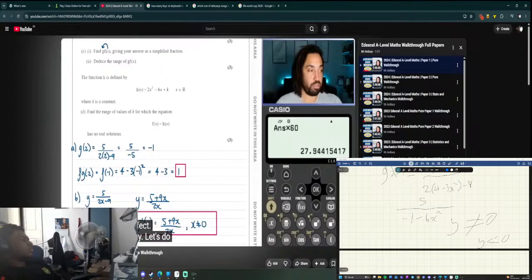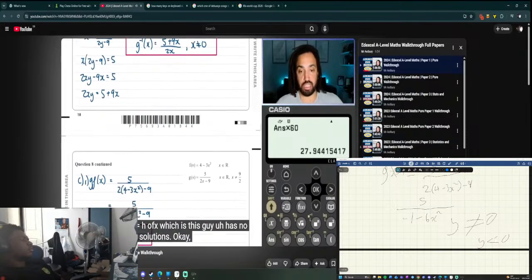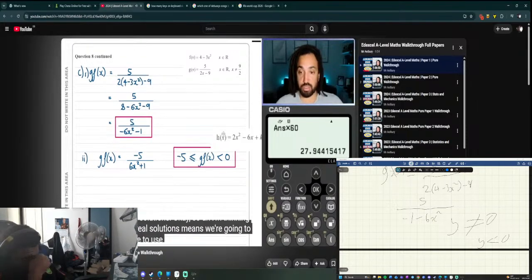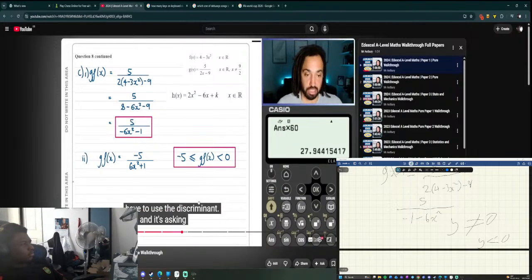Okay, let's do question D now. It says find the range of values of k, a constant, for which the equation f of x equals h of x, which is this guy, has no real solutions. Okay, so I'm thinking no real solutions means we're going to have to use the discriminant, and it's asking us to solve f of x.